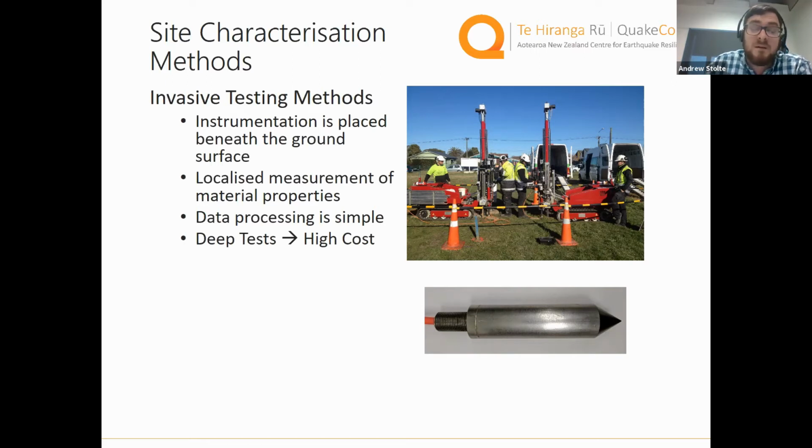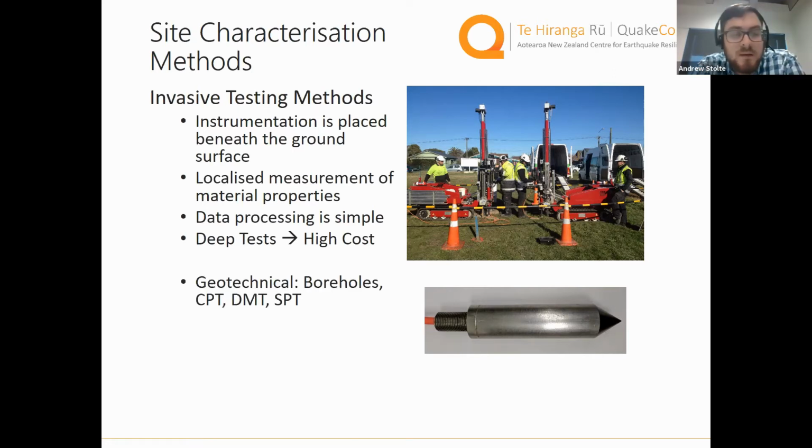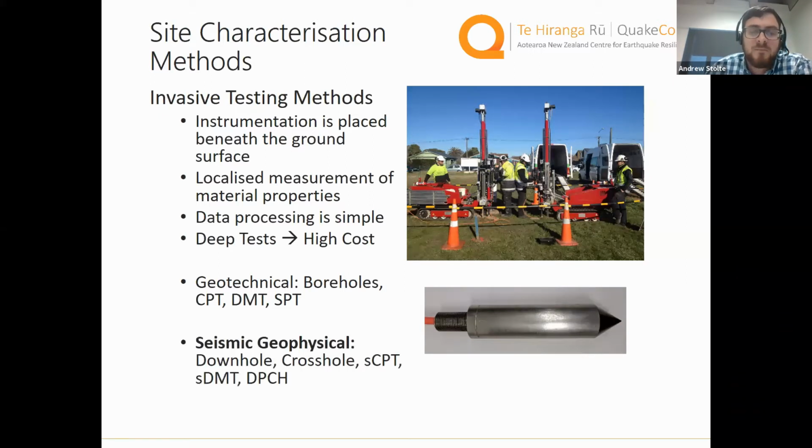Boreholes themselves for a geotechnical site, about 30 meters, are very rare in engineering practice. So the methods commonly used in geotechnical engineering are, again, boreholes. We have the cone penetration test, the flat plate dilatometer test, and the standard penetration test. And if you're more like me, interested in dynamic properties, we use seismic methods, where we put instruments down boreholes, in between 2 boreholes, or we add instrumentation to our CPTs, our DMTs, or our cross-hole tests.